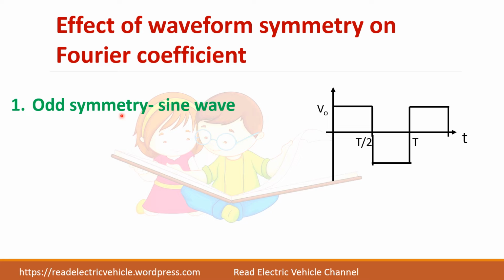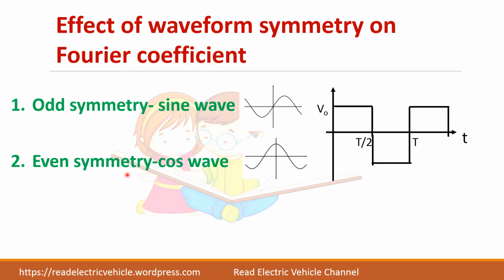If you take odd symmetry, the best example is the sine wave. If you take the vertical axis, here you have positive and here you have negative. Both are similar, but this is plus and this is minus. So it is called an odd symmetry. And for even symmetry, the best example is a cos wave. The cos wave starts at maximum value, cos 0 is equal to 1. So here plus and here also plus. In this case we call it even symmetry, or we say f of t is equal to f of minus t.